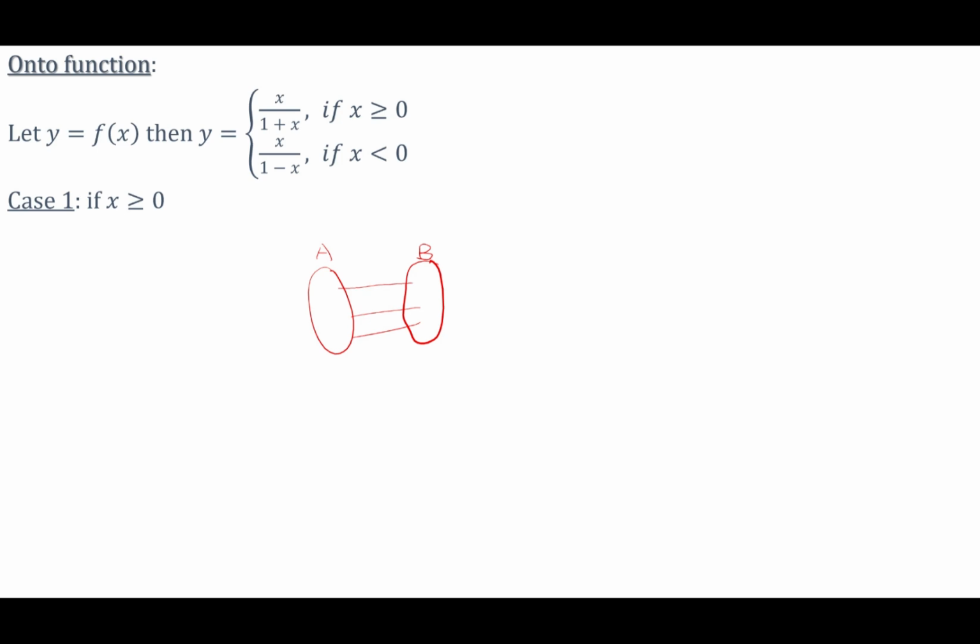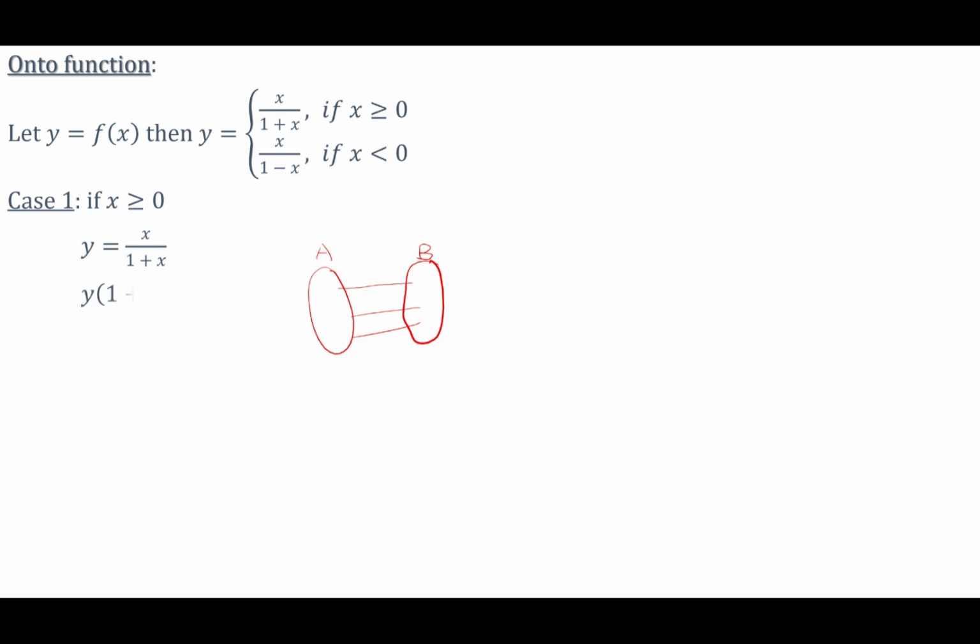So for that one, I'm going to go for the reverse order. Reverse means I have to find the inverse of the given function. If x is greater than or equal to 0, y equals x over 1 plus x. I take x as positive, so I took this one. From this function, solve for x.